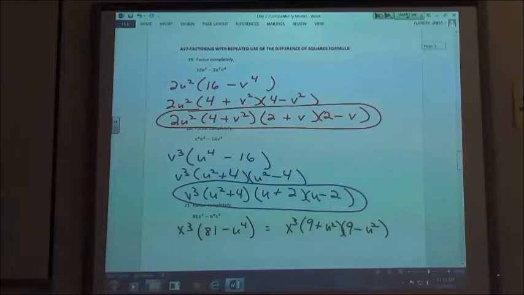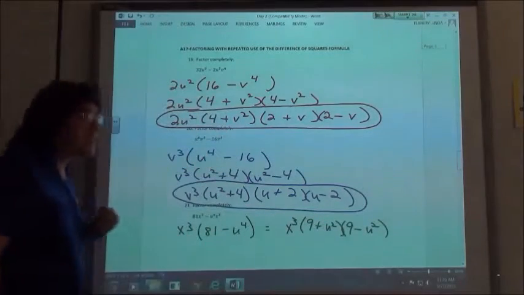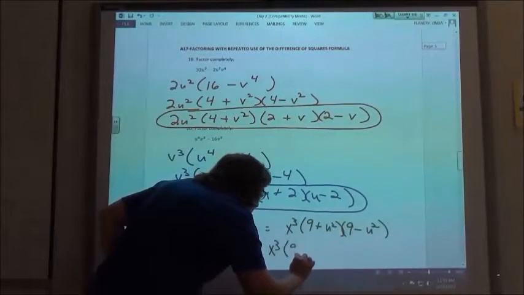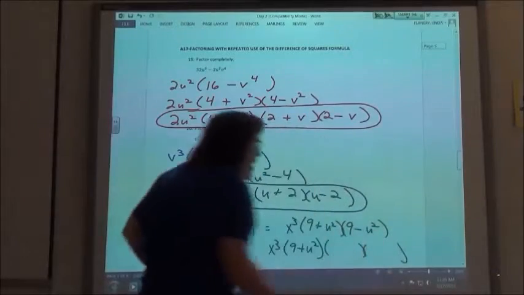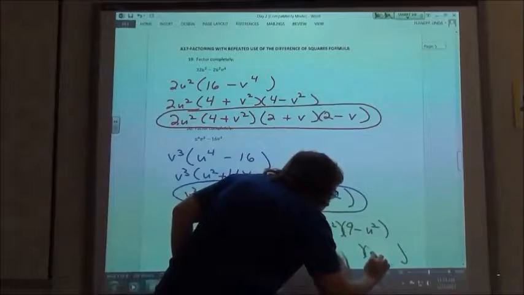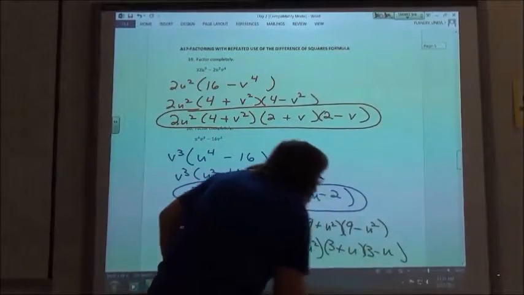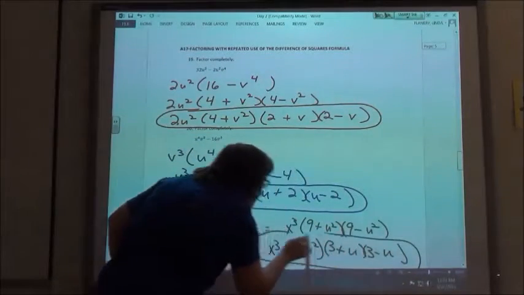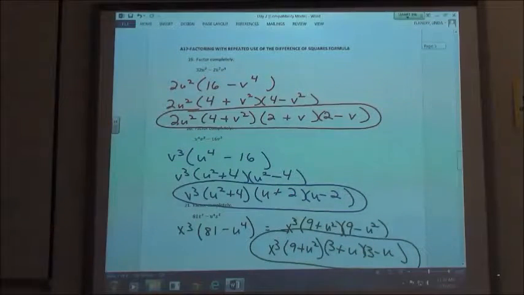So again, we know that we can factor a second time. We can only factor the one with the minus sign, the difference of squares. So I'm going to have the x to the third, I'm going to have the 9 plus u squared, and then I'm going to factor the 9 minus u squared. So 9 would be 3 times 3. u squared is a u and a u. We know one has to have a plus and one has to have a minus. So we have x to the third times (9 plus u squared) times (3 plus u) times (3 minus u).